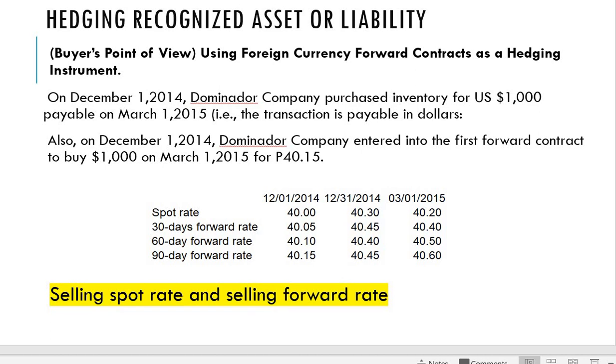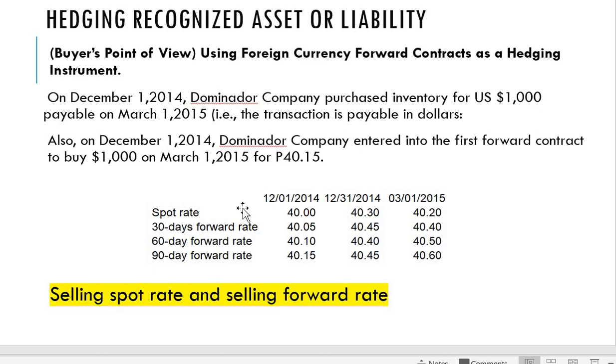Okay, so take note that our hedge item is actually the exposed liability, right? Since we purchase or import inventory, we have an exposed liability. And then our hedge instrument is the forward contract to buy $1,000 foreign currency on March 1, 2015.